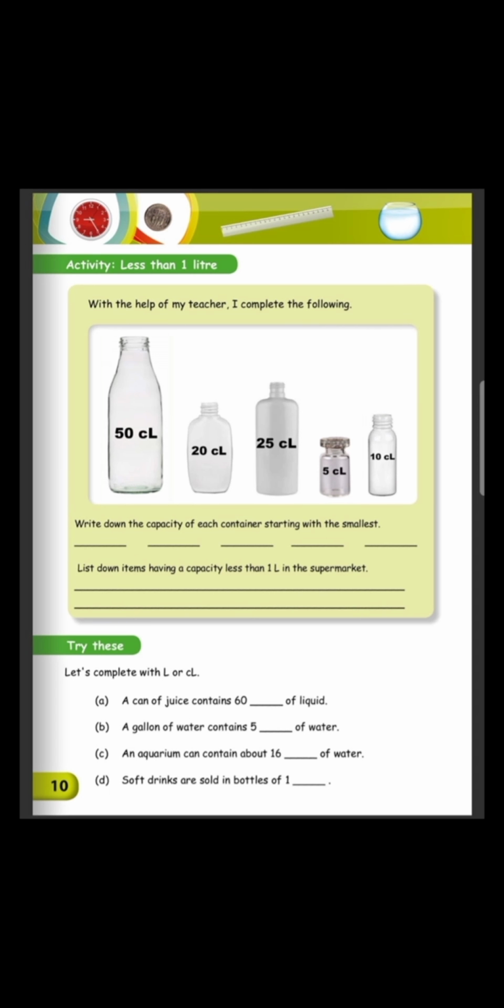So if it is less than 1 liter, how do we call it? Yes, centiliter. Now, 1 liter is equal to how many centiliters? Who can tell me? Yesterday we learned about this. 1 liter is equal to 100 centiliters. Very good. Now let us follow on the board a few examples of centiliters.